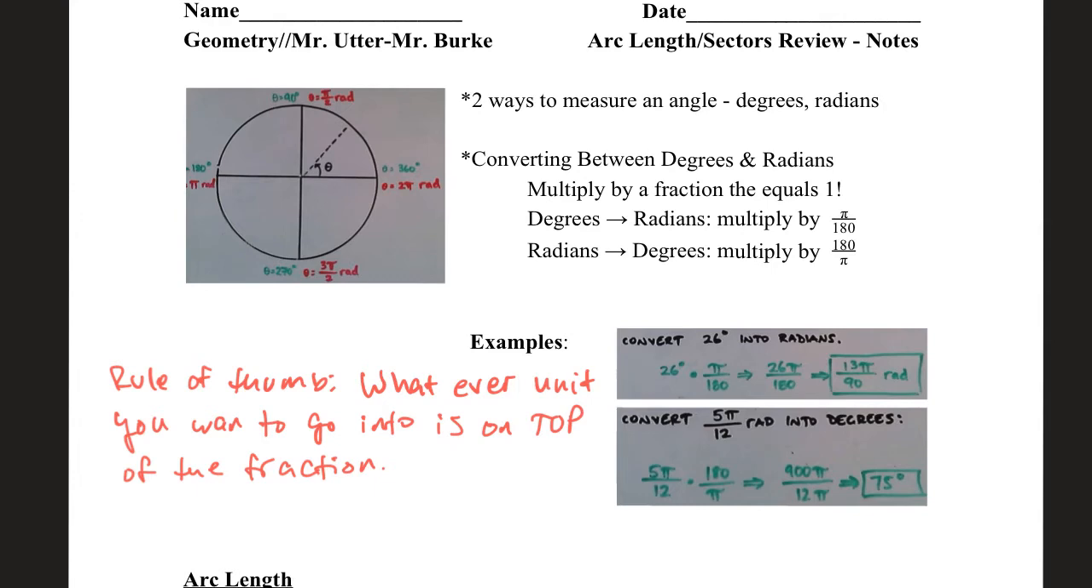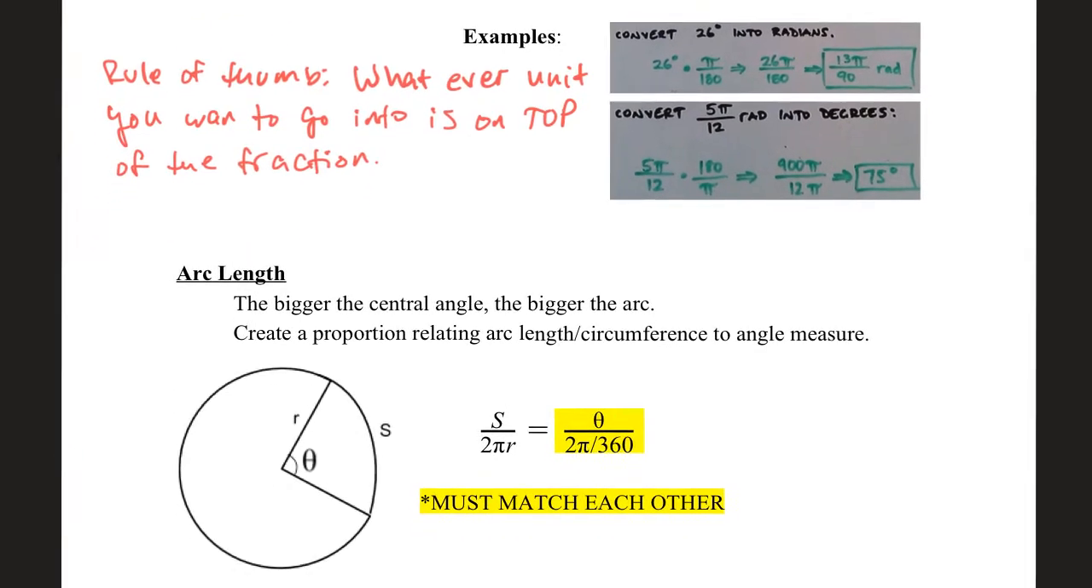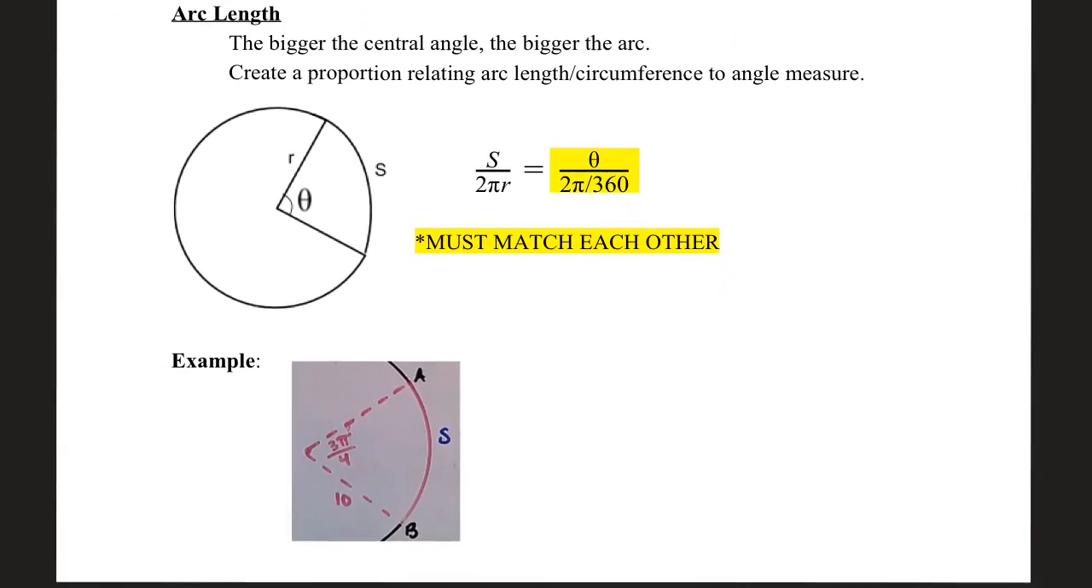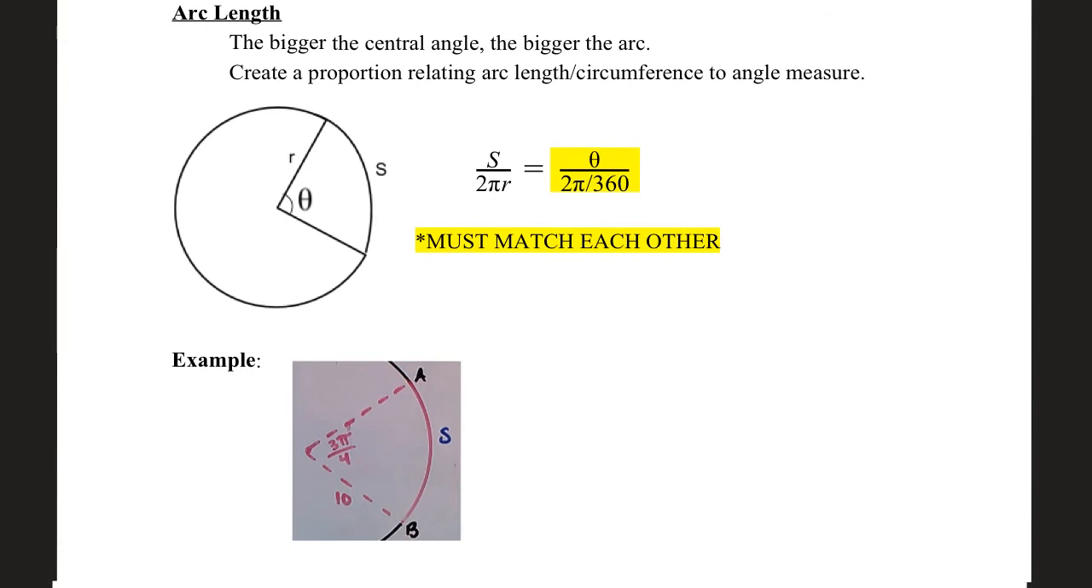So let's take a look at arc length. All right, so we got arc length down here. Bring that up. So arc length, what it says here, the bigger the central angle, the bigger the arc. Well, the arc length itself, before we get to that, is the length of this right here, the actual length of it. Like if you were standing right here and you had to walk this way, that would be the arc length. And it's in terms of, like feet, centimeters, stuff like that.